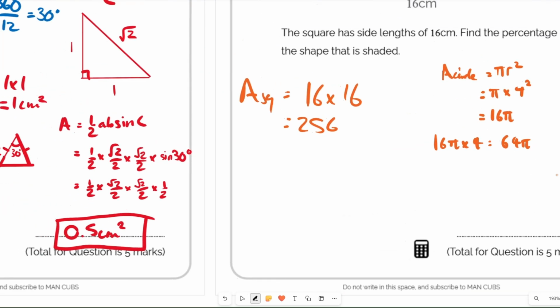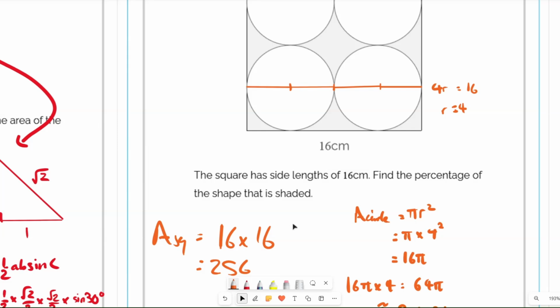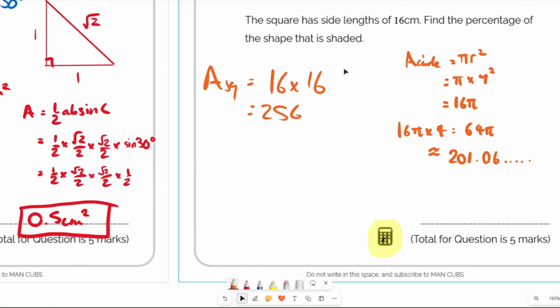So the difference. First of all, let's just approximate this, just so we know which one is bigger, because it's a calculator question, as you can see right there. So if we approximate 64 pi using our calculators, it comes to around 201.06. Now I've just realized that the area of the square should definitely be bigger because, as you can see, it takes up more space. But just use that approximation to double check that you've done everything right.